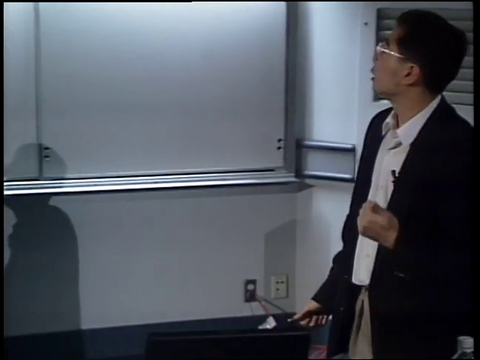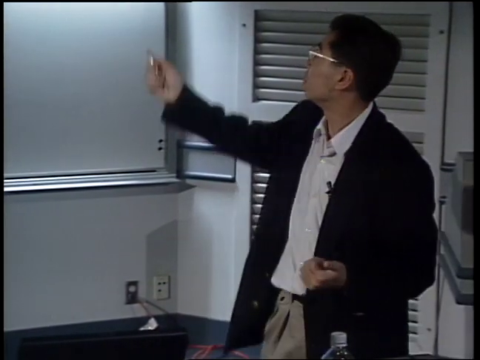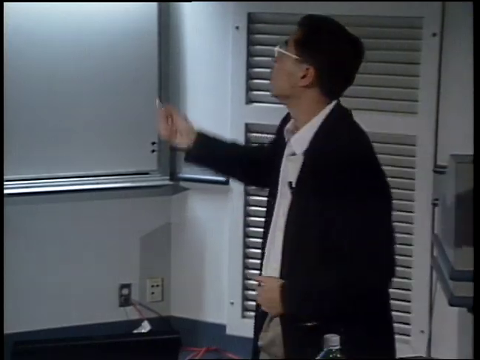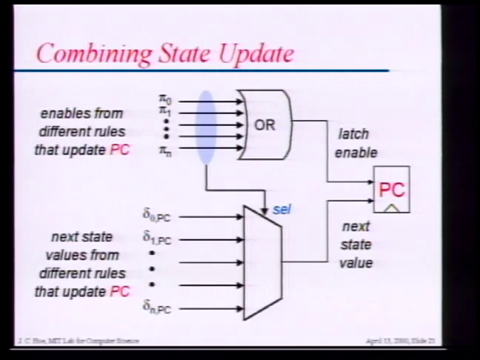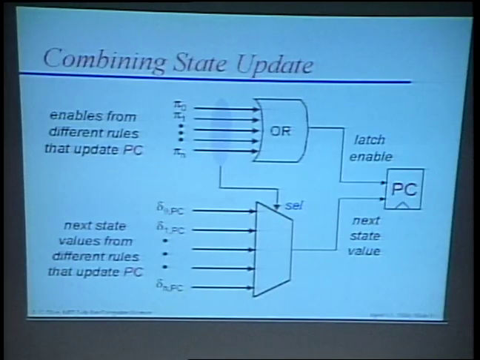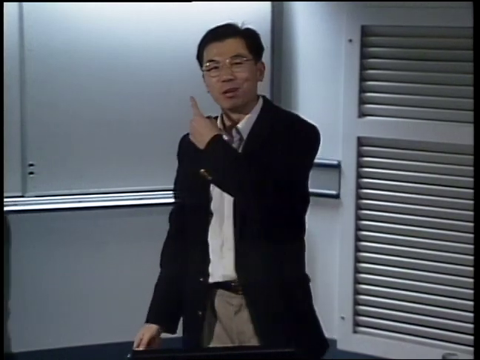Let me explain this by looking at a particular example. Take the program counter register. We're using a register with latch enable. The latch enable for the program counter is driven by the logical OR of all the rules that can change it, right? What this means is, if any of those rules are enabled, we know the program counter is going to receive some new value. And the actual new value should be selected through this multiplexer controlled by those enable signals. Yeah, there's one thing wrong with this.